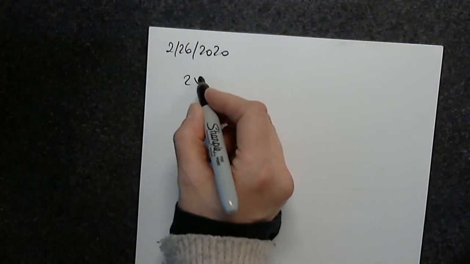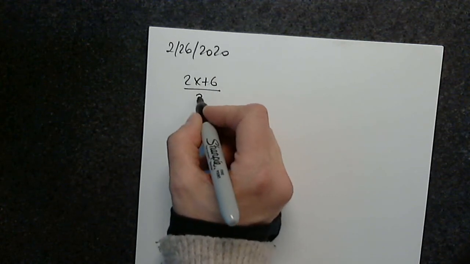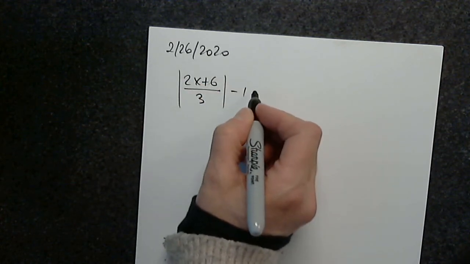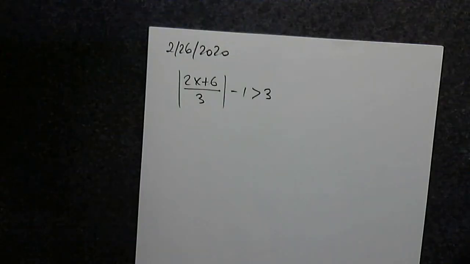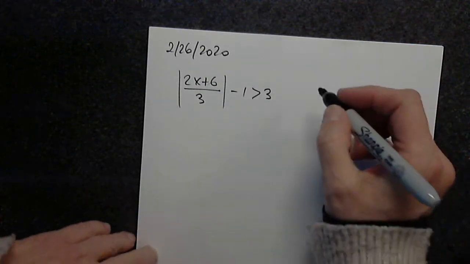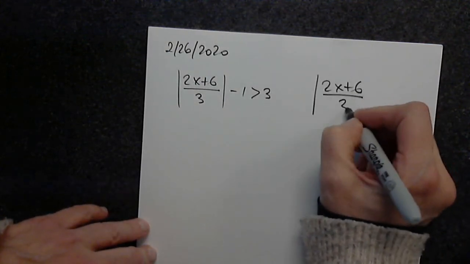So the quantity 2x plus 6, everything divided by 3, in absolute value minus 1 greater than 3. Okay, so in this particular situation, we have to clean it up. Cleaning it up, or simplifying, we have to add 1 to both sides. And only then we identify the type of inequality.